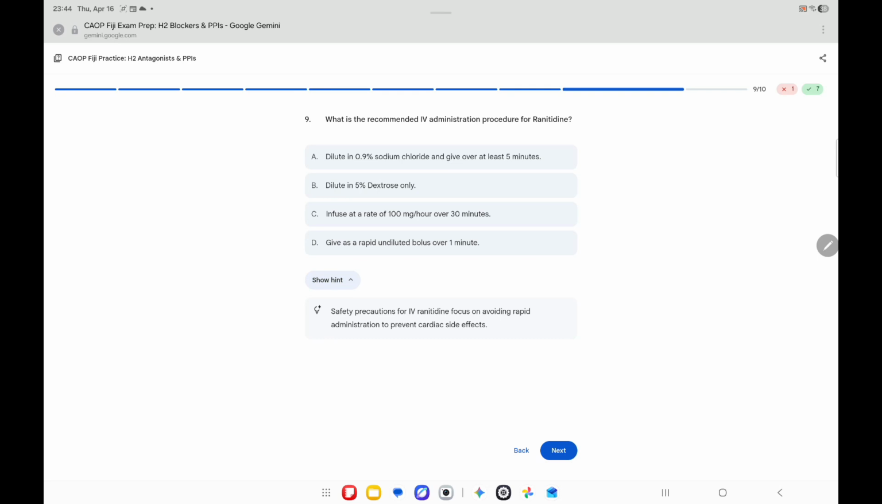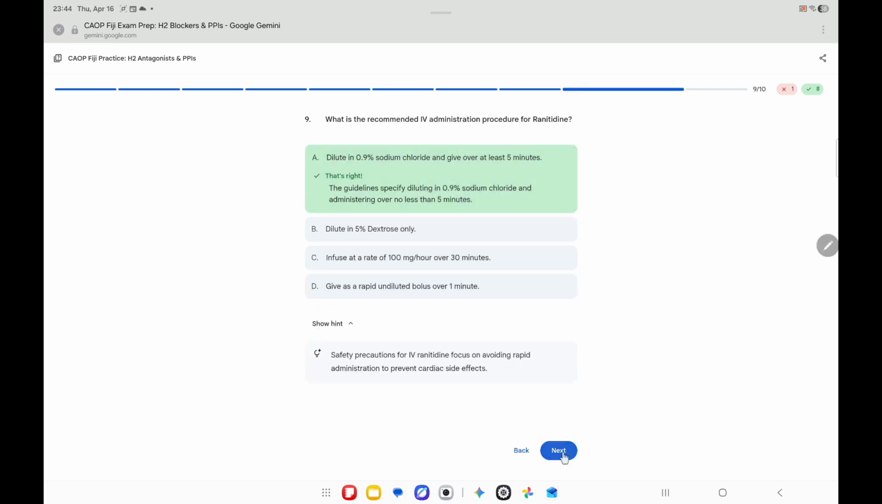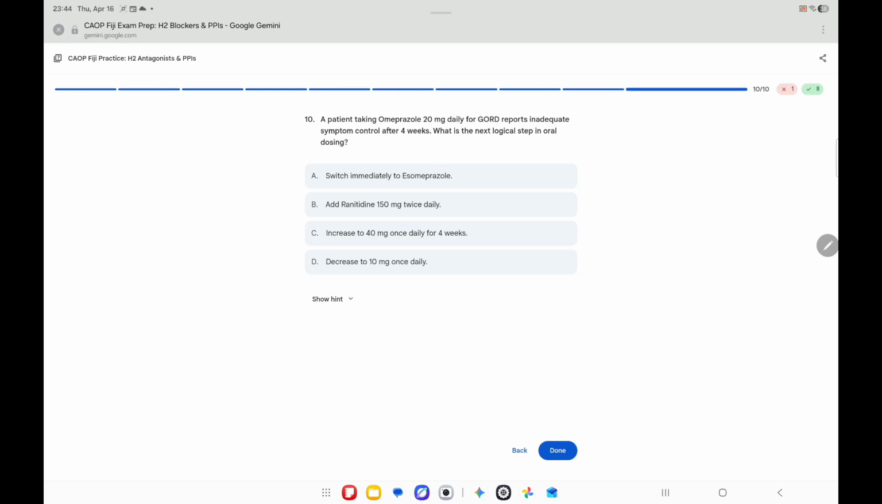Safety precautions for IV ranitidine focus on avoiding rapid administration to prevent cardiac side effects. So in option A, we are giving it over 5 minutes by diluting it with 0.9% sodium chloride, that is normal saline. So I think option A is a better option. It is correct.